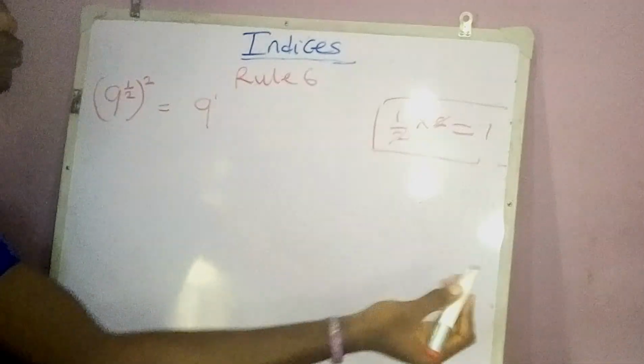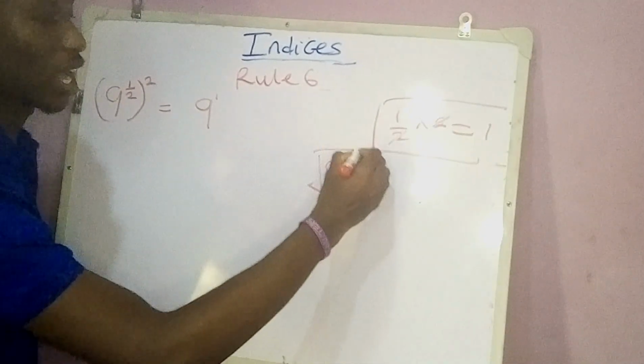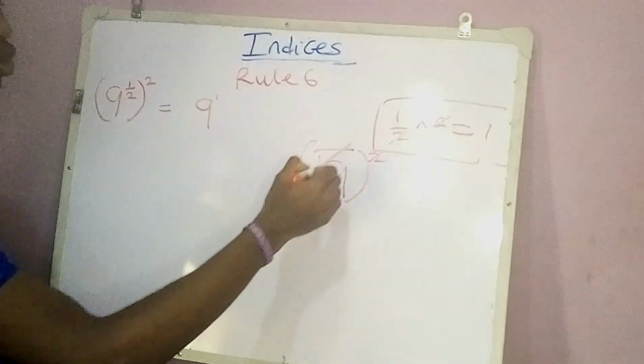In mathematics, we all know that if I have 9 all squared and I square this bracket, I will have 9.